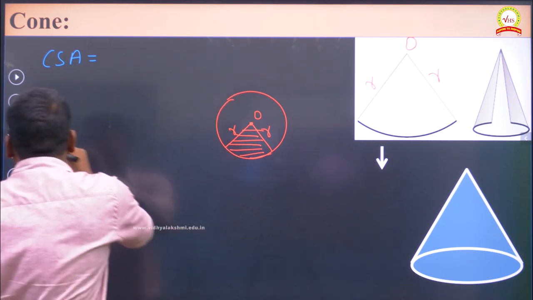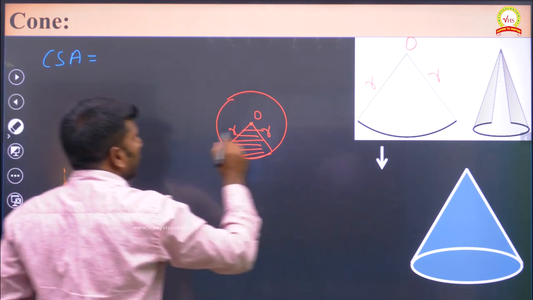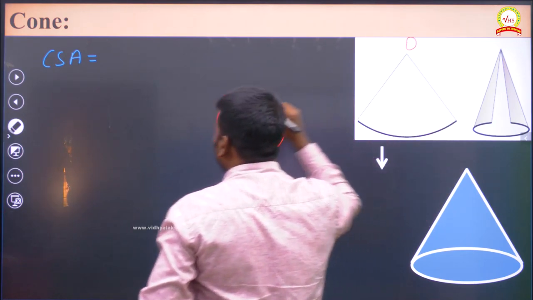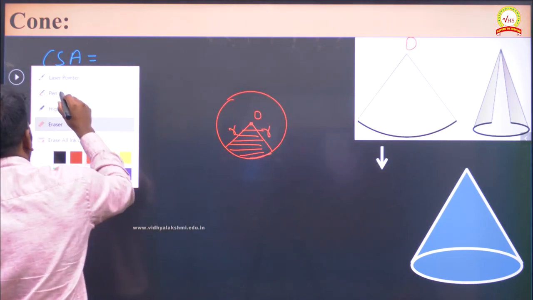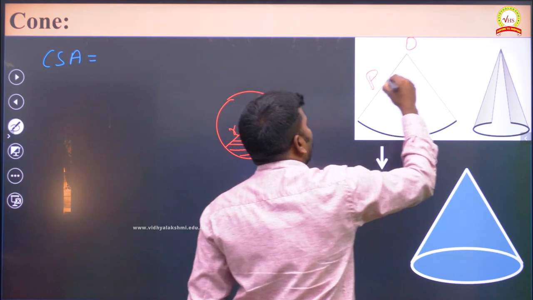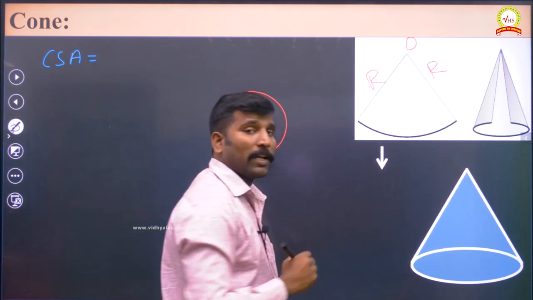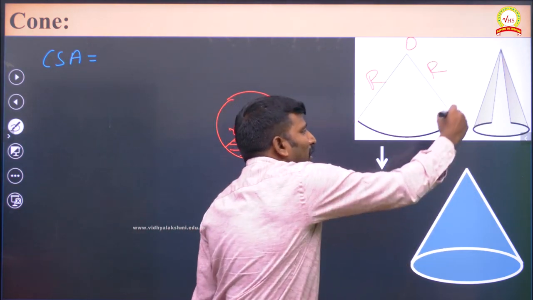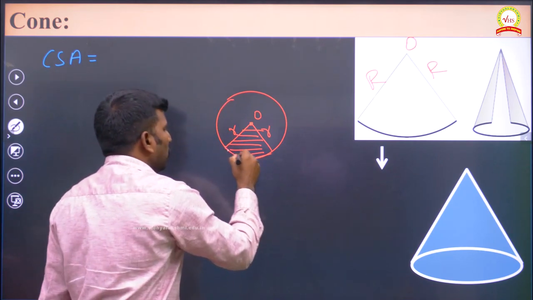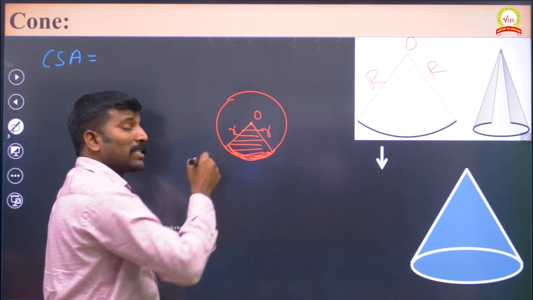Just for difference, we'll take this as a capital radius. Now I am taking capital R. This will be radius. Okay. Now what will you call this? This is called the what? Circumference, the circumference of the circle.